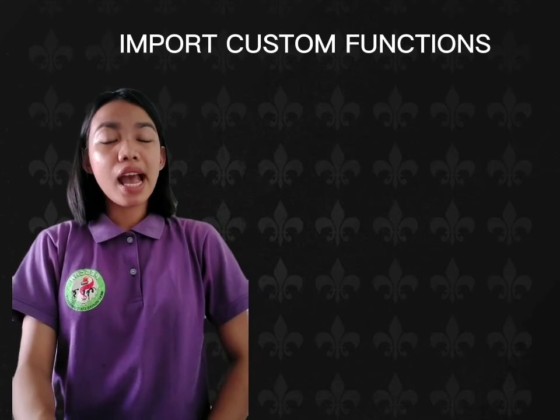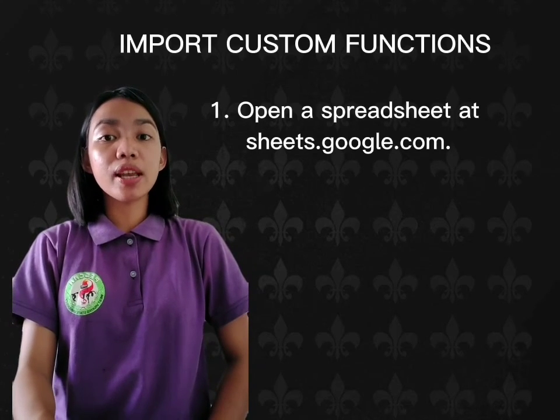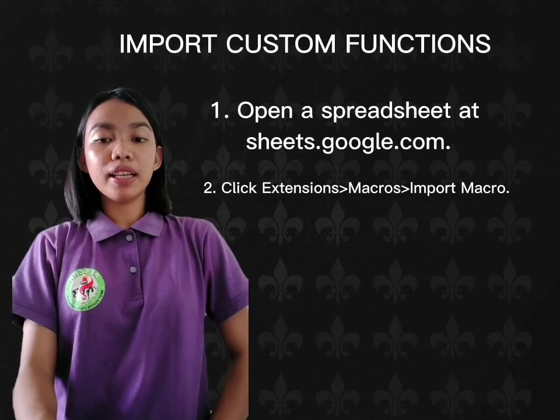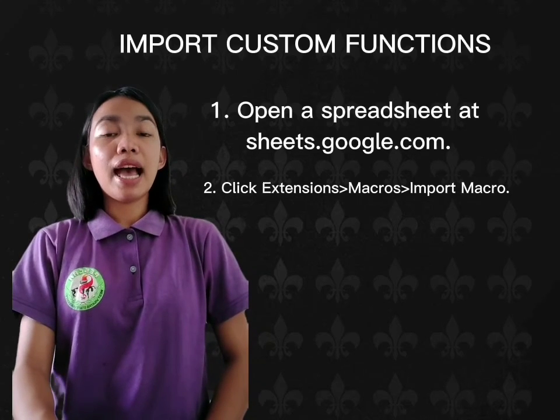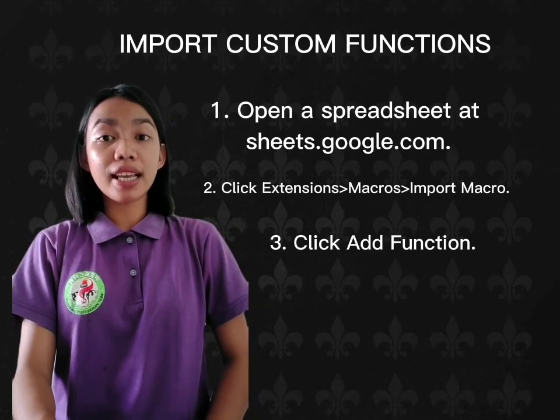Lastly, we have Import Custom Functions. So how to do this? Again, on your computer, open a spreadsheet at sheets.google.com. Second, at the top, click Extensions, Macros, Import Macro. And lastly, next to the function you want to import, click Add Function.